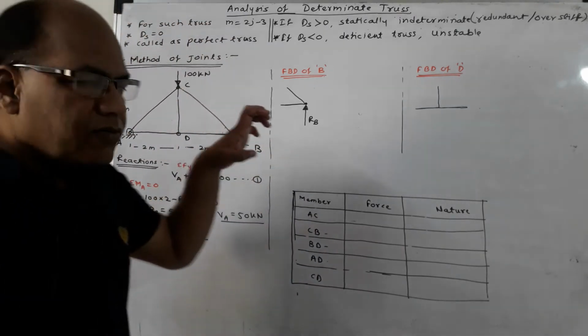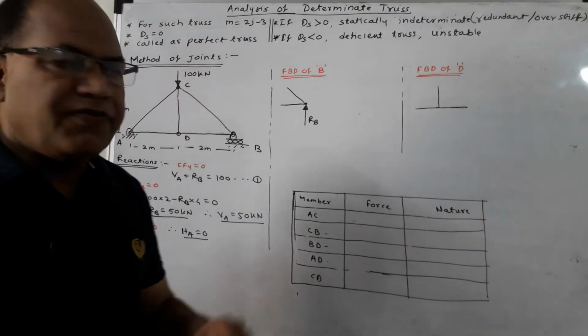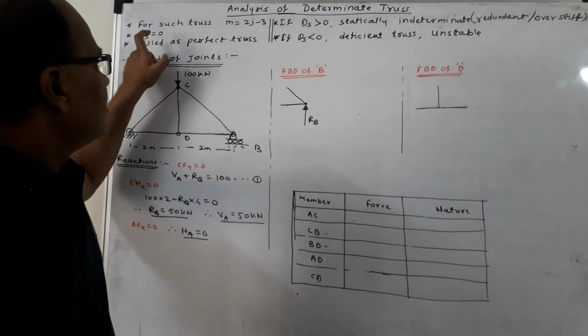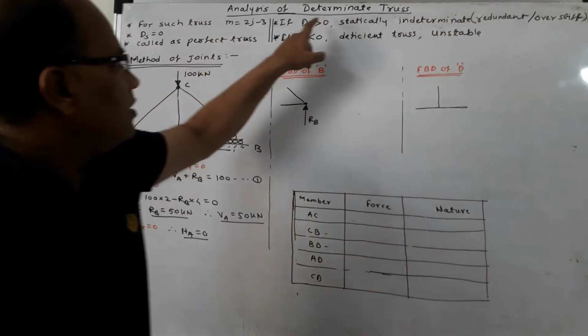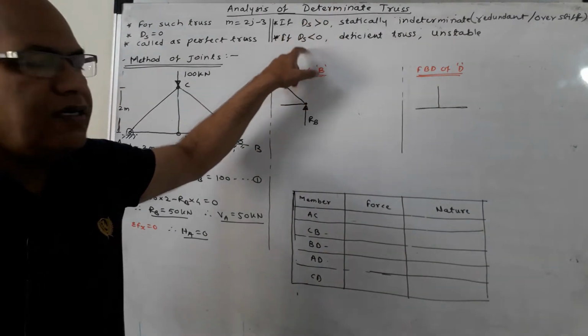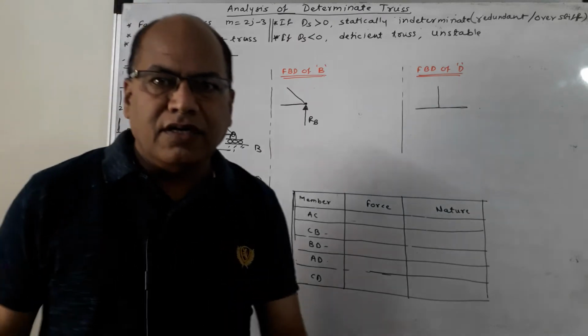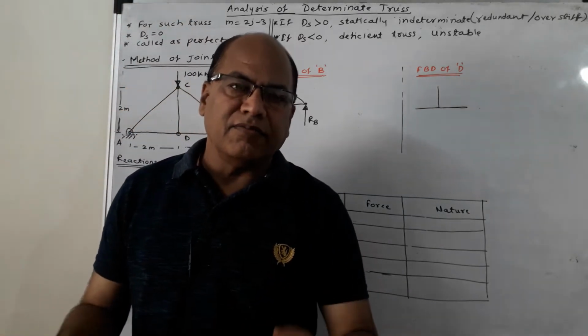Now here I am going to discuss the analysis of statically determinate truss, that is perfect truss, and for such a truss ds is 0. For oversteep or redundant truss ds is greater than 0, and for unstable, that is deficient truss, ds is less than 0. So let us go through the analysis of the statically determinate truss.